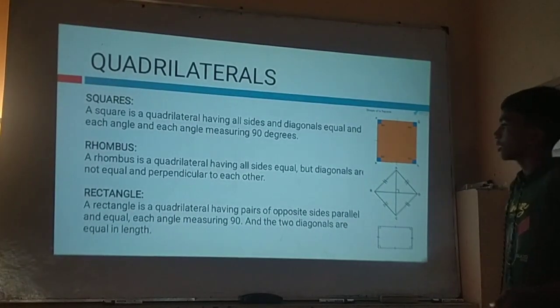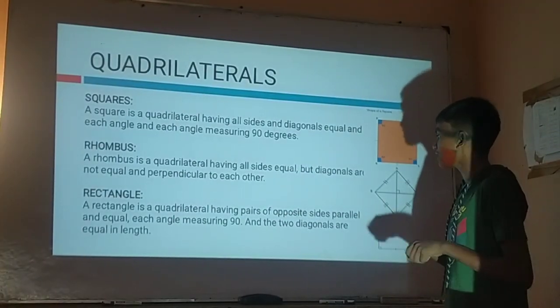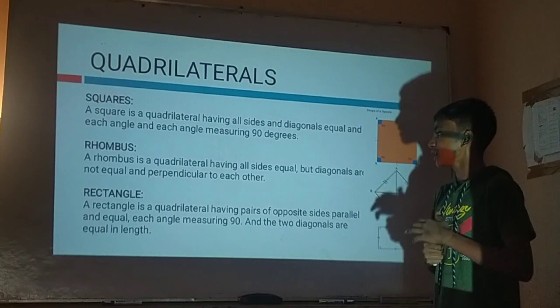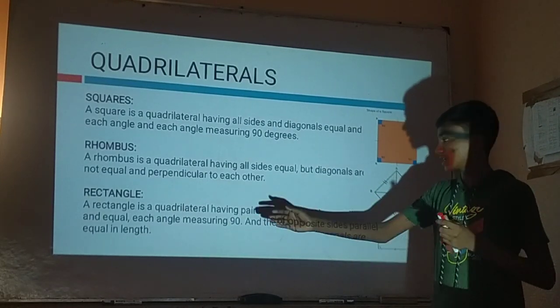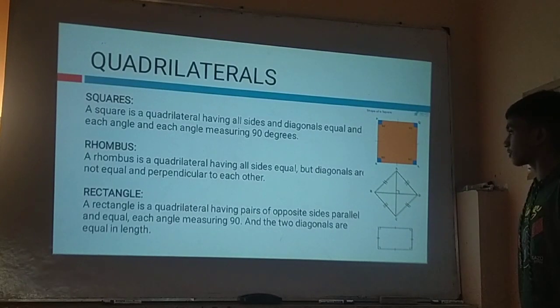An example. The next one is rectangle. A rectangle is a quadrilateral having pairs of opposite sides parallel and equal, each angle measuring 90 degrees, and the two diagonals are equal in length. This is an example of a rectangle.